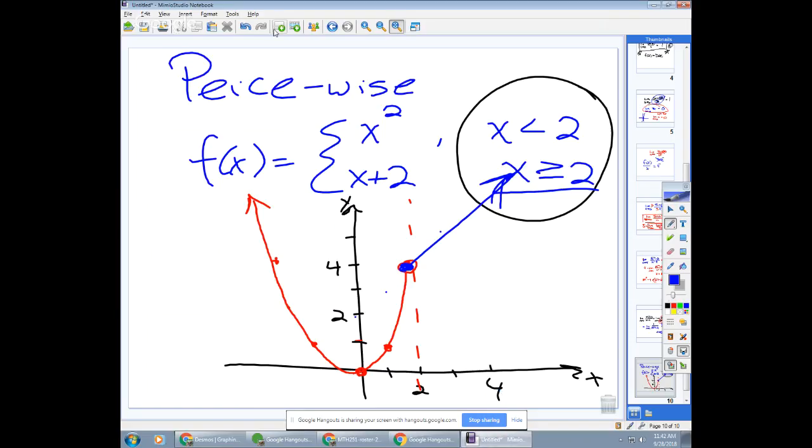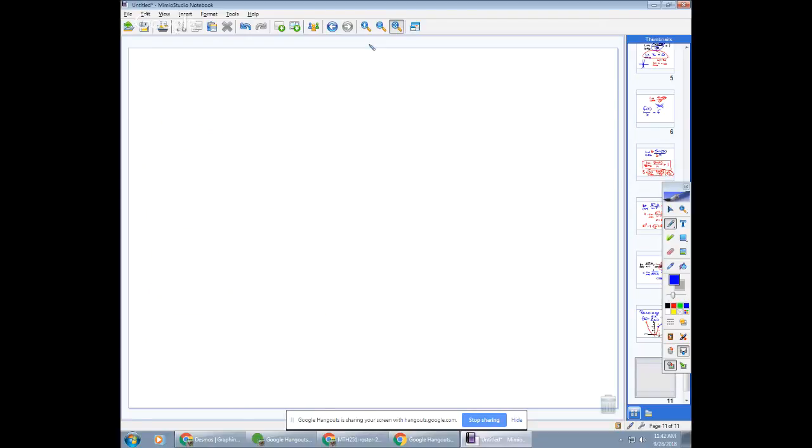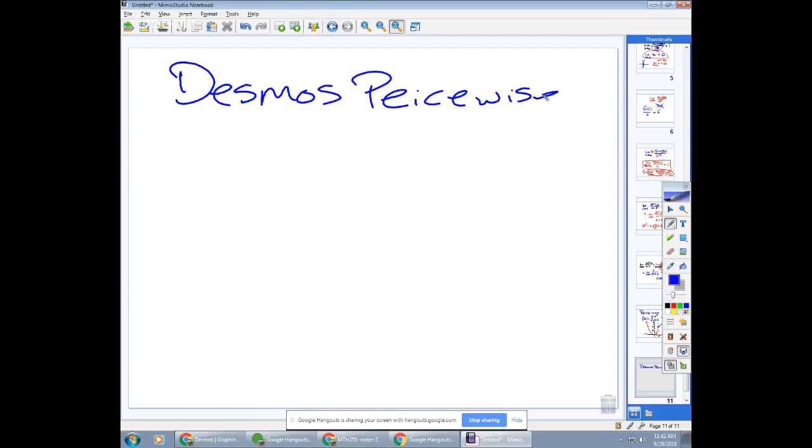So I'm just going to make a note here. Desmos piecewise. Give your function a name, equals, and then it's always your restriction, colon, and then whatever your formula is. Comma, and then you can just keep adding those on. Restriction, colon, formula.